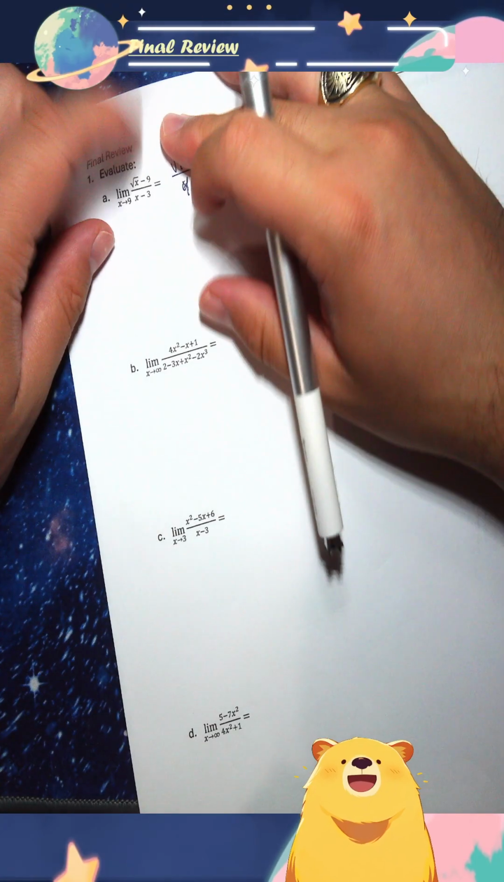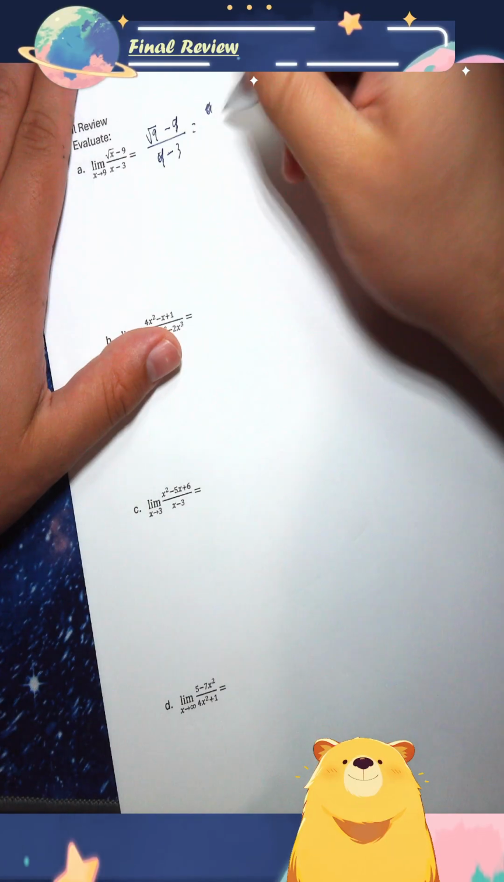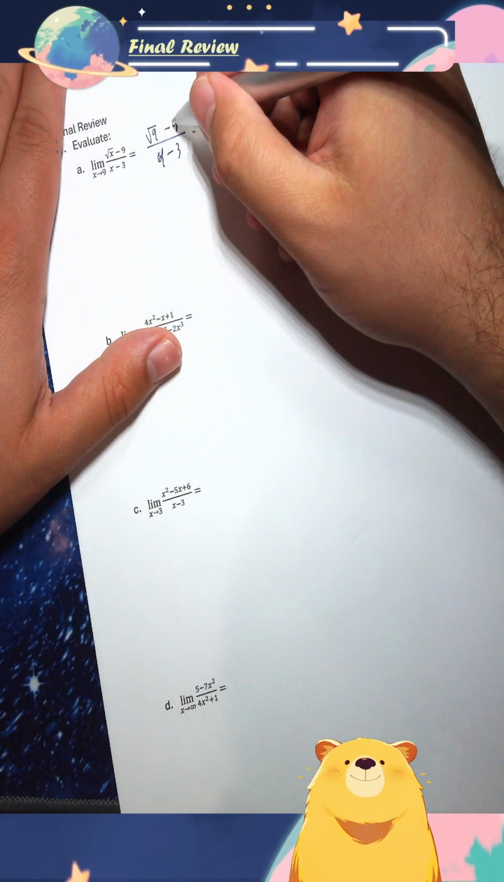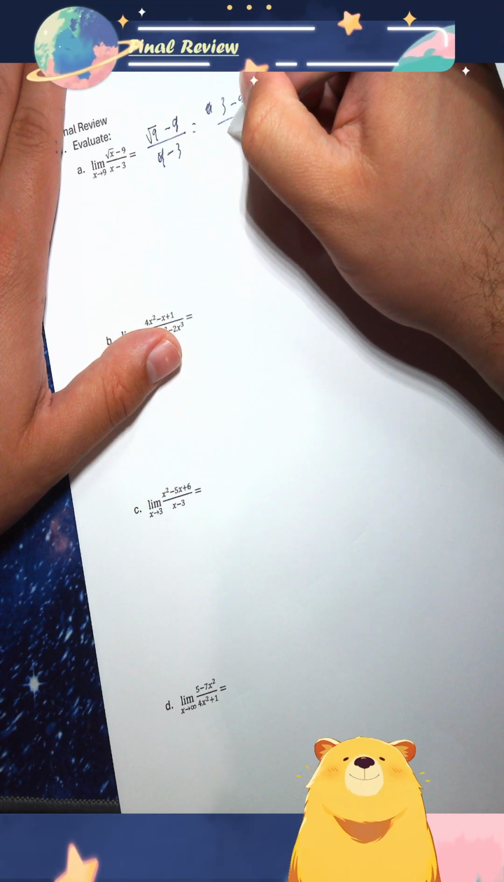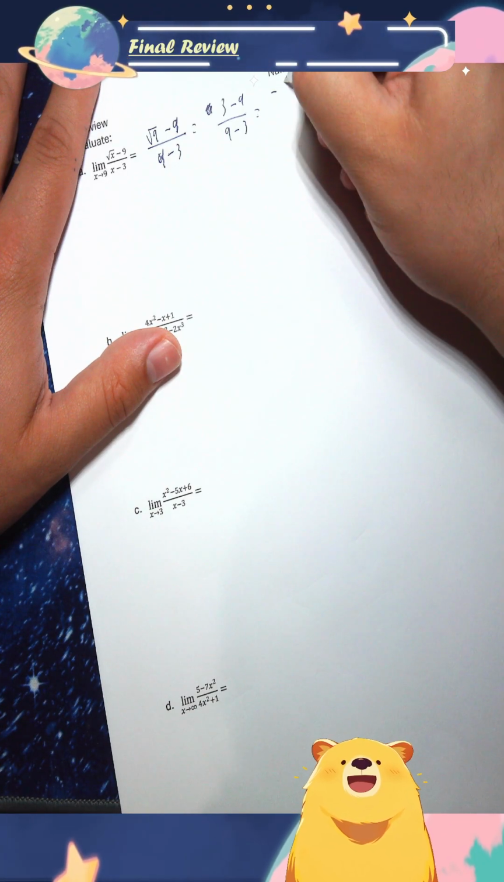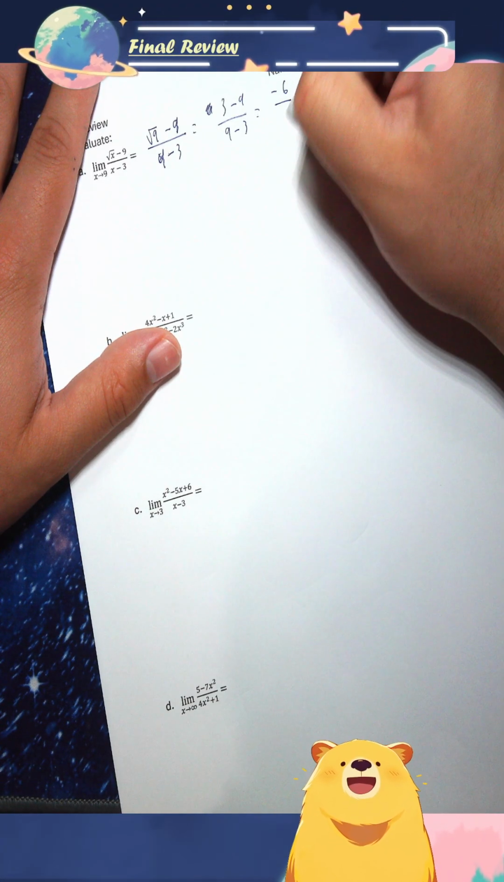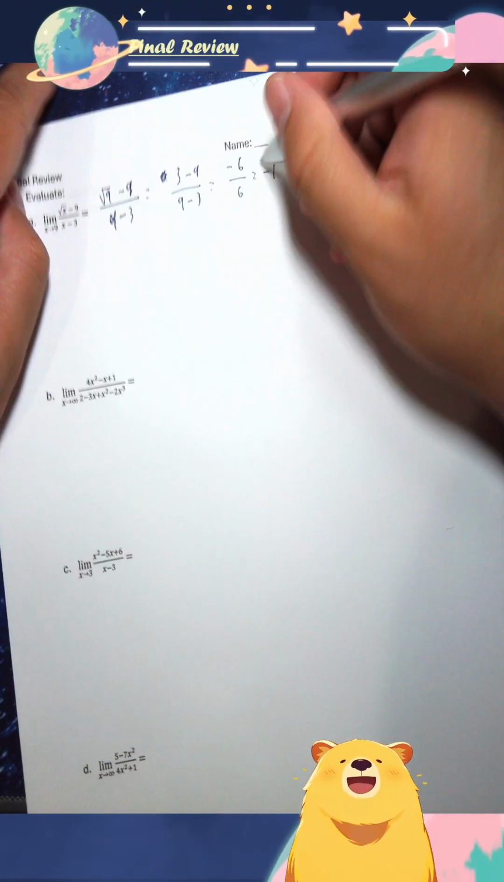Because I don't think I put in just a substitution question. I did. Okay. So let's do 3 minus 9 over 9 minus 3. That's going to be negative 6 over 6. So it's going to be negative 1. So that would be the limit of this guy.